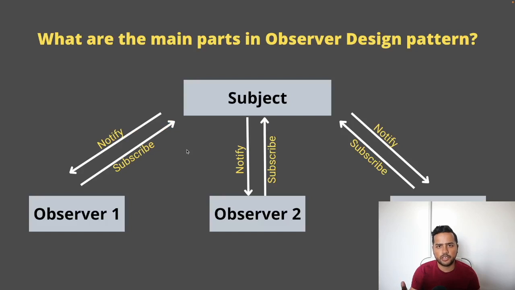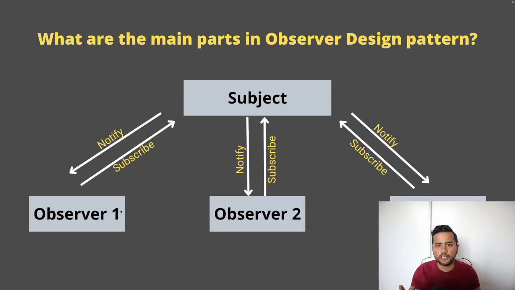Now, as you can see on the screen, we have a subject that holds information about all the events, and then we have observers which have subscribed to that subject. So whenever an event occurs in subject, it will go ahead and notify all the observers that have subscribed to the event change in that subject. Now this is pretty much how observer design pattern works.